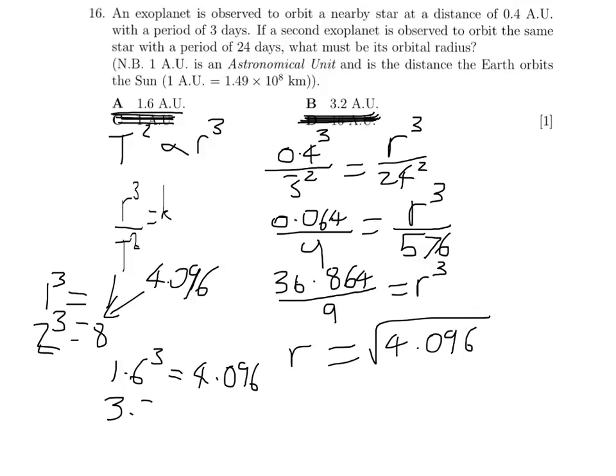If we do 1.6 cubed, then we do get 4.096. And if we do 3.2 cubed, then we get 32.768. So that's clearly wrong, and 1.6 cubed is the right one. So answer A is what we're looking for there.